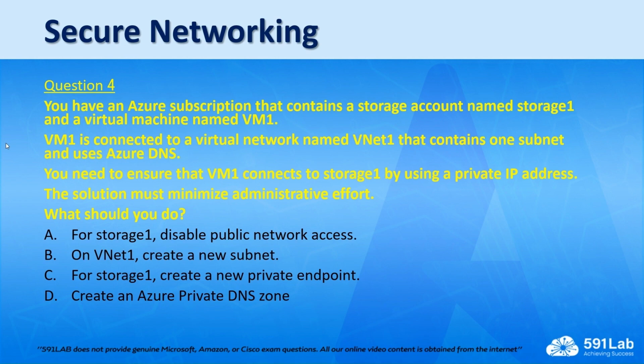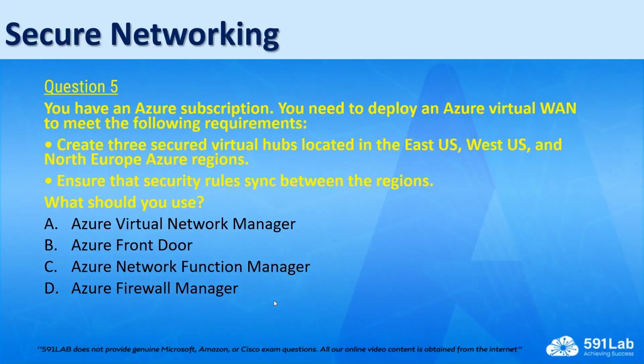What should you do? You need to deploy an Azure Virtual WAN to meet the following requirements. Create 3 secured virtual hubs located in East US, West US, and North Europe Azure regions. Ensure that the security rules sync between the regions. What should you use? So we have Azure Virtual Network Manager, Azure Front Door.